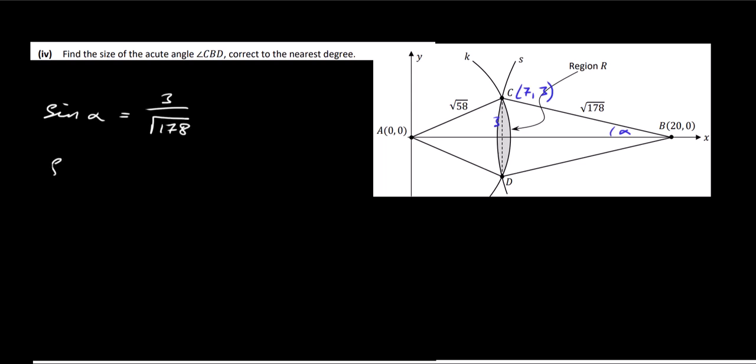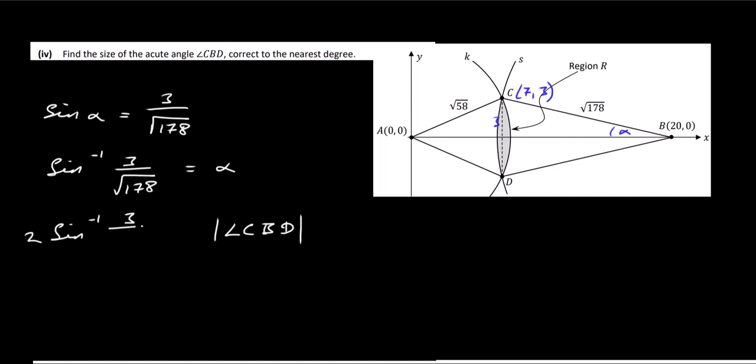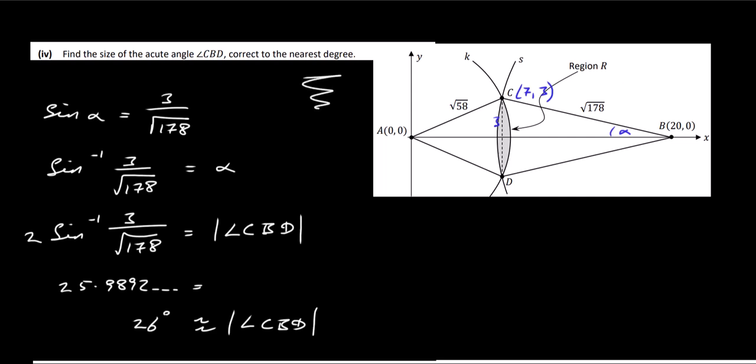So if I get sine inverse of 3 over the square root of 178, that'll give me alpha. If I want the size of the angle CBD, I've just got to double that. So it's twice sine inverse 3 over the square root of 178. When you do that, you'll get 25.9892 and so on. That's approximately equal to 26 degrees, and this is our angle CBD. We need it to the nearest degree.